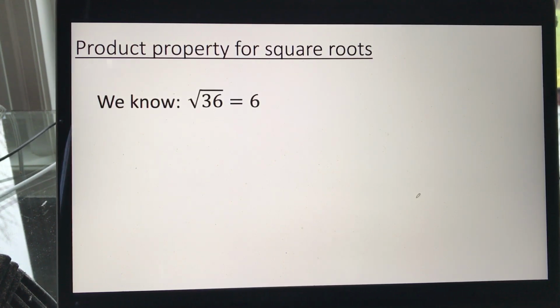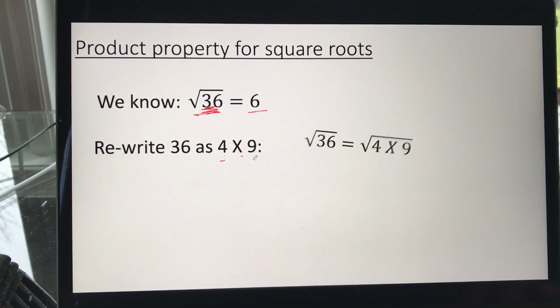So we know, a couple things here. We know that the square root of 36 is 6. That's easy. Now what I'm going to do is rewrite 36 as 4 times 9, which it is. 4 times 9 is 36. So I'm going to say the root of 36 is the same thing as the root of 4 times 9, because 4 times 9 is 36. So that's okay for us to write.